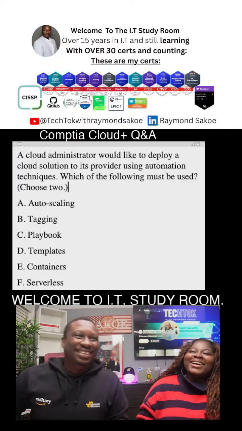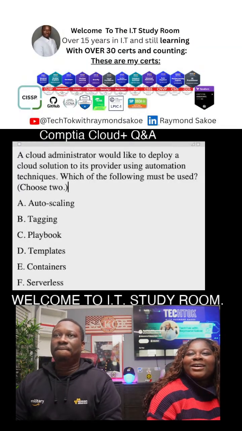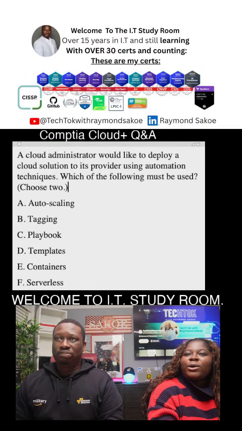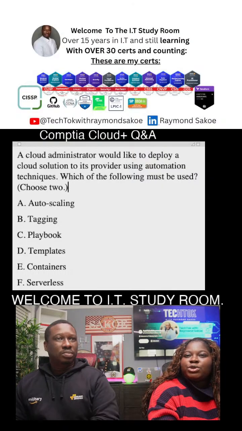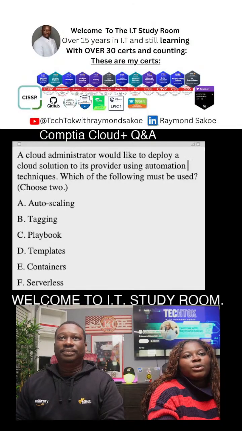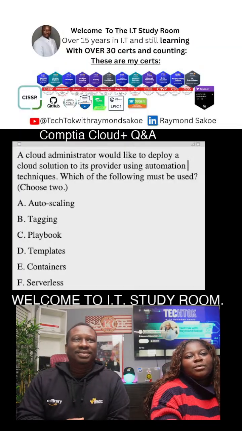All right. A cloud administrator would like to deploy a cloud solution to its provider using automation techniques. Which of the following must be used? Choose 2. I think we've seen it before. It's a little tricky.